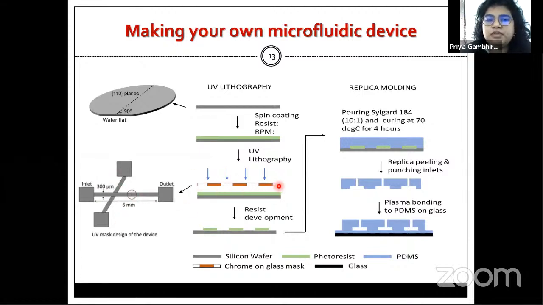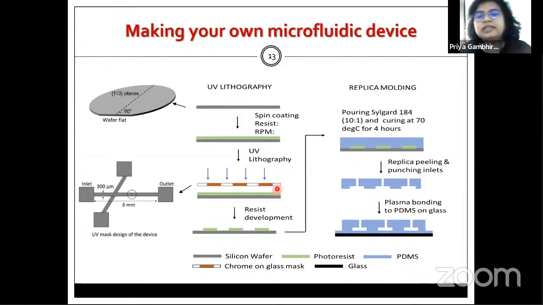So here I've indicated it using this schematic. Wherever there is brown over here is where the UV light cannot pass through, and wherever there is white, UV light can pass through. Now this photoresist can be of two types, positive or negative. So depending on that, you can either remove the parts that are exposed to UV light, or you can keep the parts that are exposed to UV light. Depending upon your design, all those factors are taken into account.